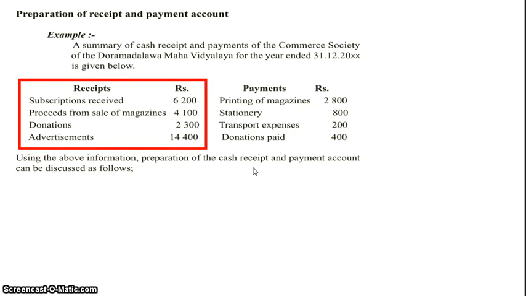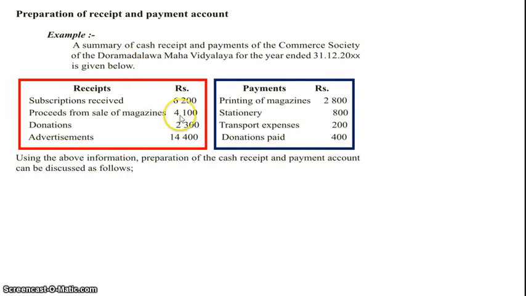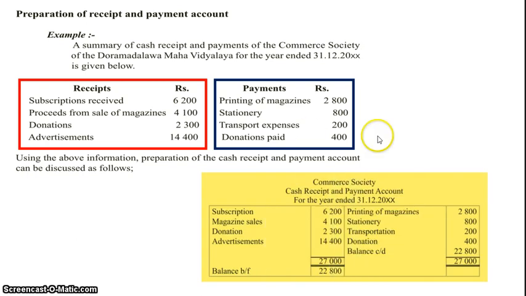Like I told you all before, you have to first identify the receipts. These are the receipts. Then you have to identify the payments. Here they have given it to you separately, so it's easier. Then using that, you have to prepare the cash receipt and payment account. So you have to write Commerce Society cash receipts and payment account for the year ended 31st/12/2006. This is important. Then receipts.